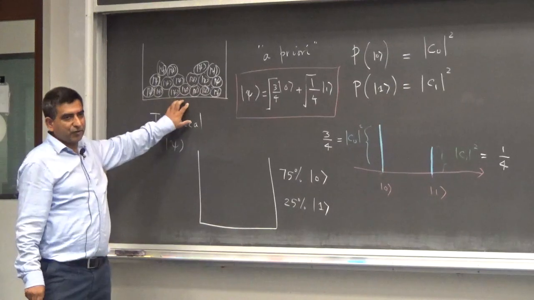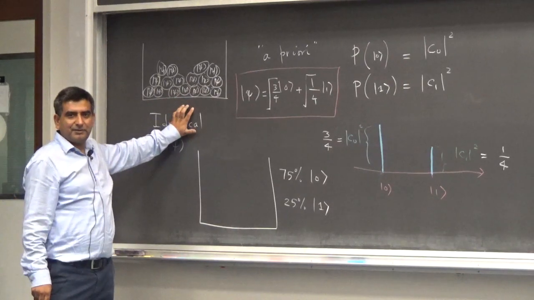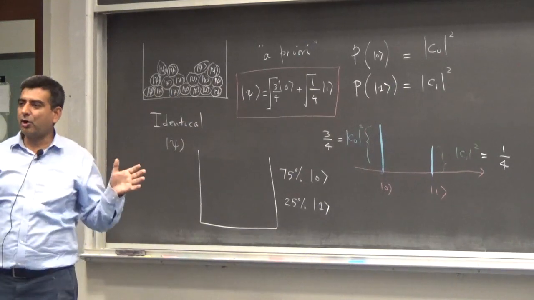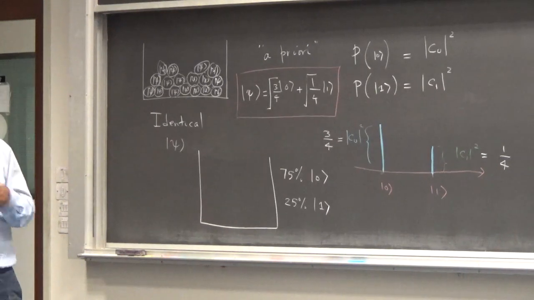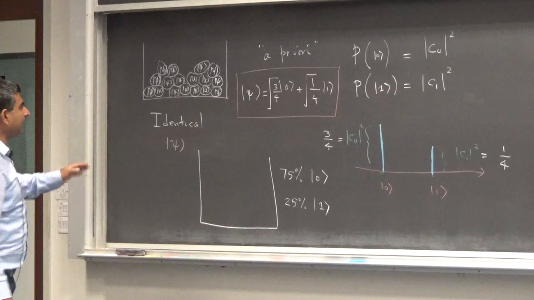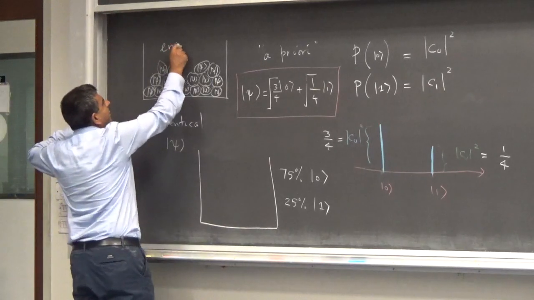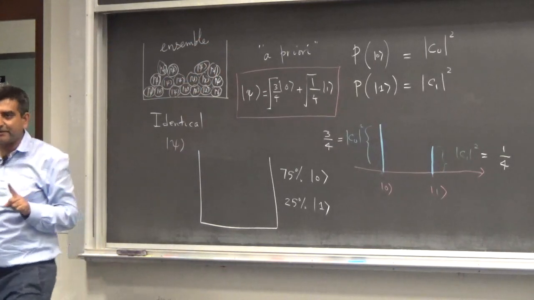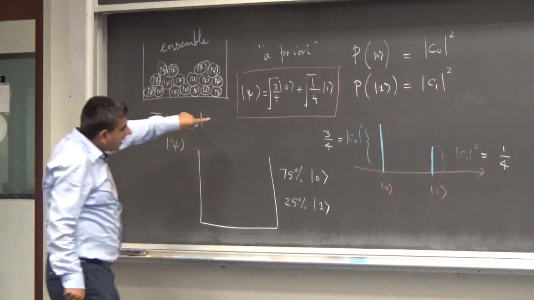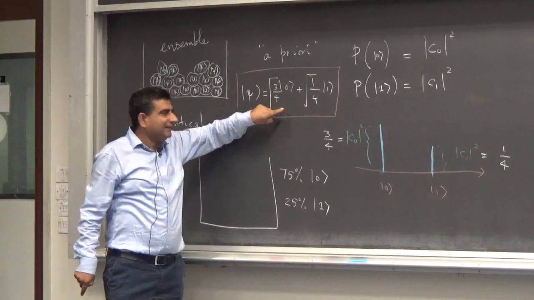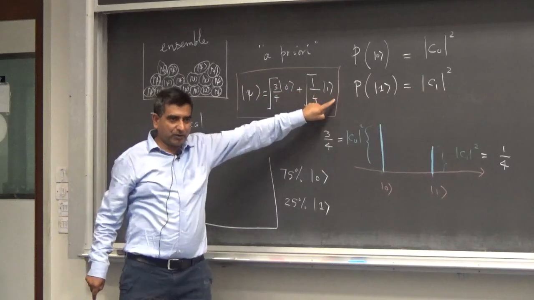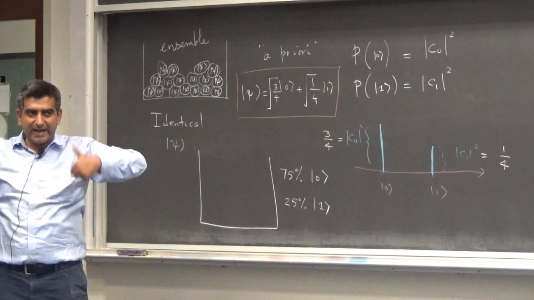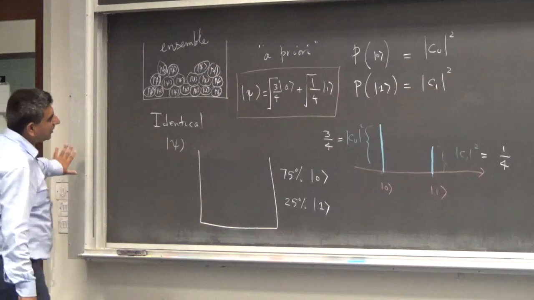This is not a mixture of quantum states. These are all identical states. A mixture really means that two dissimilar states are mixed together. This is really an ensemble of identical quantum states, correct? And each quantum state is described by superposition. This is not a mixture of ket 0 and ket 1. It's a coherent superposition, right? It's a coherent superposition. Now let's look at an alternative scenario.